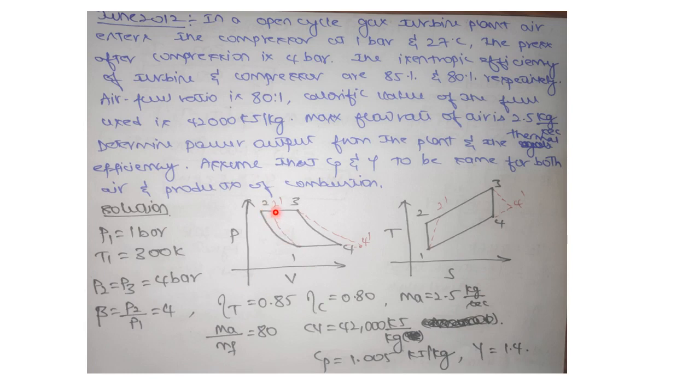Now, the turbine work output, how is it given? m Cp times T3 minus T4 dash. Why dash? Because the efficiency of the turbine is given, so it is T3 minus T4 dash.